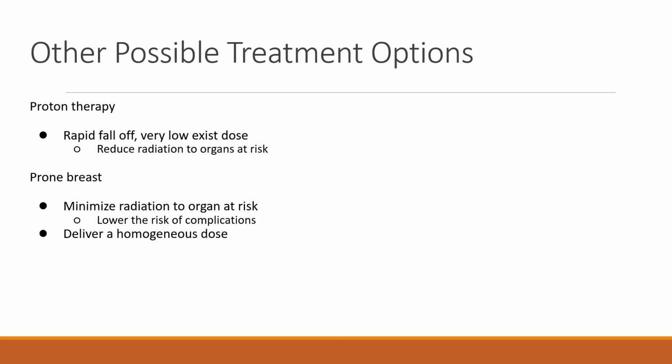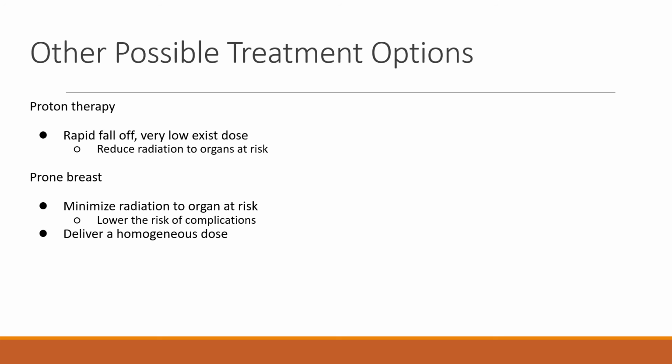Therefore, we think there are two treatment options that can overcome the weakness of using tangential field. The first one is proton therapy, as the beam falls off rapidly and the exit dose will be very low. It can significantly reduce the radiation to the organ at risk, such as lung, ribs, and heart. But this technique has not been developed in Hong Kong yet. The first proton therapy system may be launched in Hong Kong by 2020. By that time, patients can benefit from it as it can provide a better dose distribution.